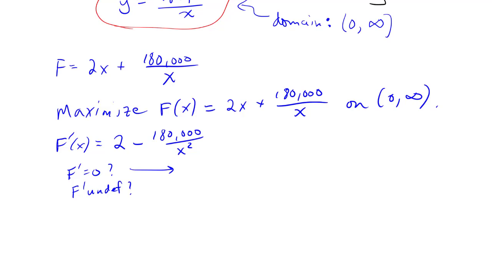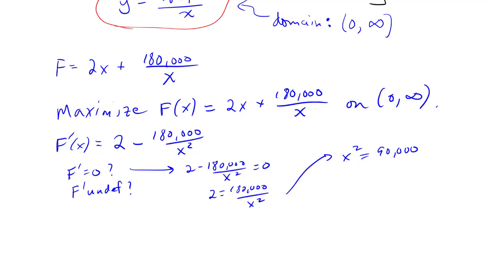Well, if I take 2 minus 180,000 over x squared and set it equal to 0, then I would get 2 is 180,000 over x squared. I would get x squared then is 90,000. x is then plus or minus 300. But again, we're not going to use negatives here, especially considering our domain. And so we get x is 300.